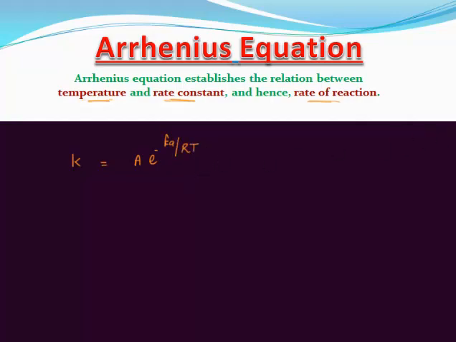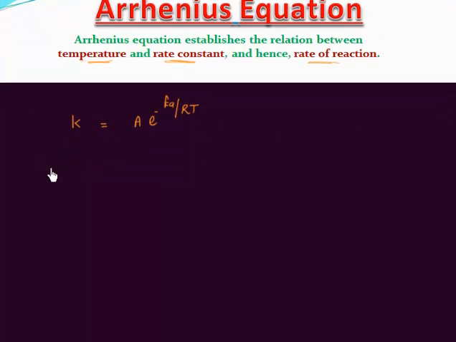where k is a rate constant and A is a frequency factor. Frequency factor is also known as a pre-exponential factor. It indicates the number of effective collisions. These are the collisions which convert the reacting molecules into product in a reaction.